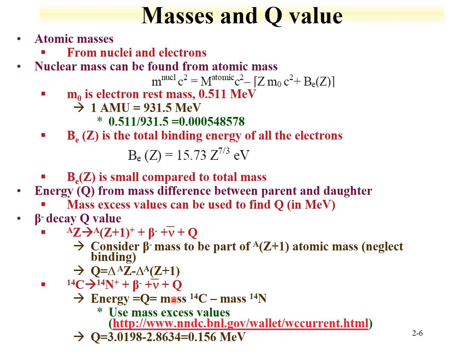So Q is equal to the carbon-14 mass excess minus the nitrogen-14 mass excess. We can look up mass excess values from this site, and we plug in those mass excess values and we get 3.0198 minus 2.8634 is equal to 0.156 MeV. These values are in MeV. So now we have a route for calculating energies for decays. And we've shown that we can calculate the Q value for the beta decay of carbon-14.